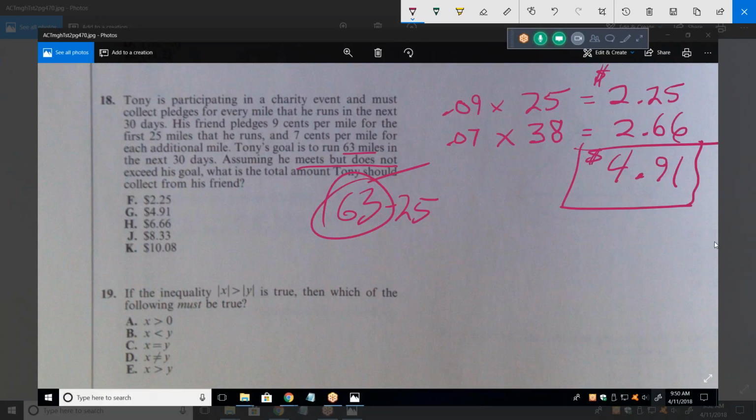So it actually turns out to be a rather simple computation. It's 9 cents for the first 25 miles, 7 cents for the next 38 miles. You get that answer. But they do give you the trap answer on there. If you start too soon, in other words, the moment you came up with 2.25, I'm sure out of the corner of your eye you saw that 2.25 down there. So it's tempting to pick that. But you have to make sure you read the whole problem.